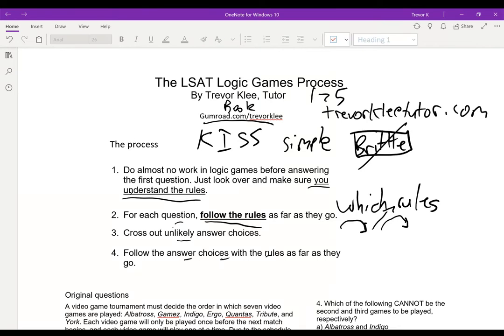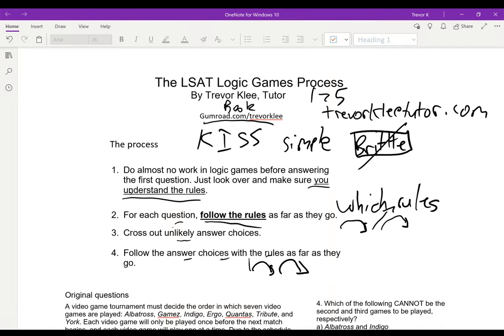So the answer choice brings up video game C. I say, okay, let me go back to the rules and check what I know about video game C. Brings up video game D. Okay, let me go back to the rules and check what I know about video game D. And then again, once I make that check, I'm following it again.